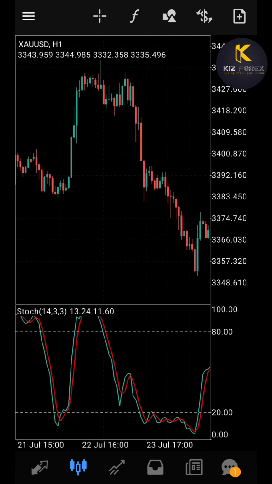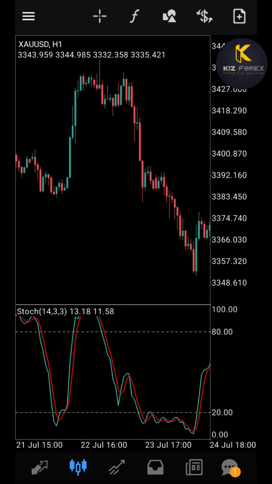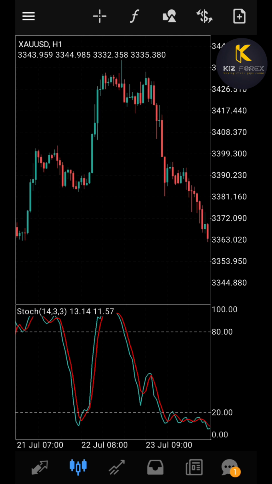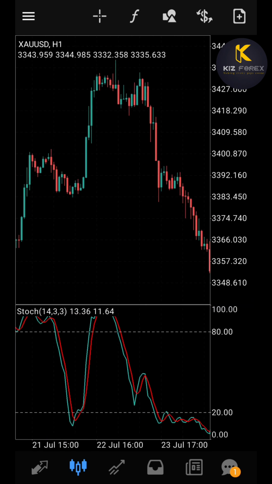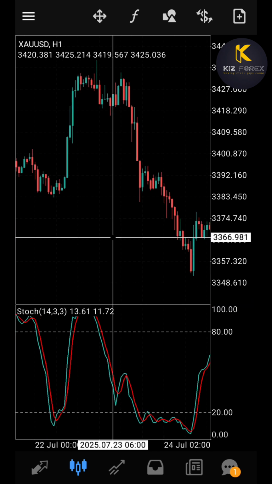Now how do you use the strategy? Now the strategy is very simple. You're going to be looking out for when it crosses either the overbought or the oversold. Now are you going to be trading right after it crosses the overbought? No, you are going to be waiting for something like this.